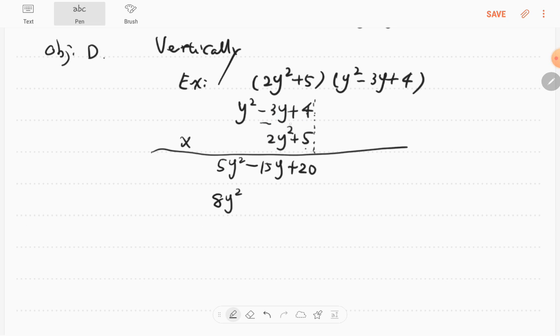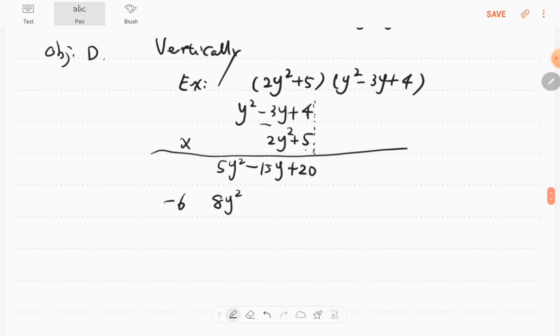It's 2y squared times negative 3y. So we will get negative 6. We still go from right to left. Okay, so negative 6y times y squared, we'll have y to the third. Okay, then the last one, still 2y squared times the last term, y squared. So we will have 2y to the fourth.